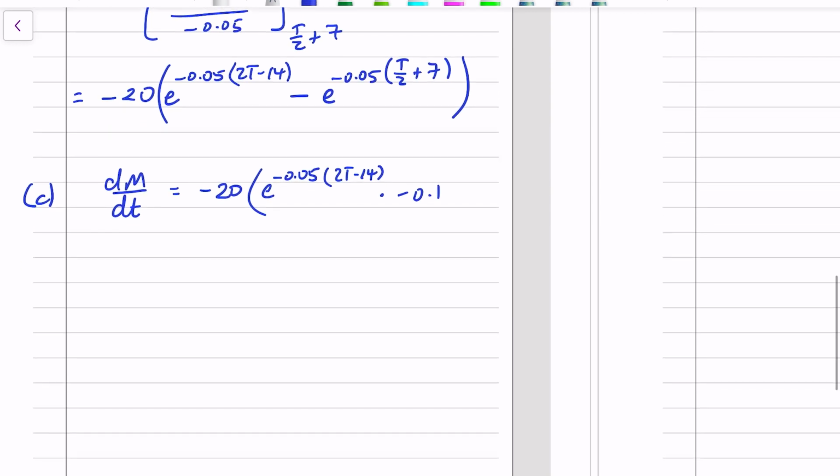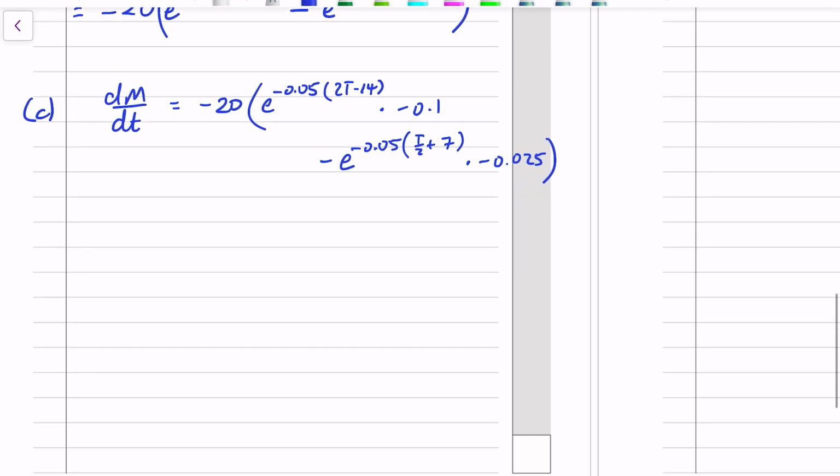And then the second term differentiates to itself as well, multiplied by the derivative of that power, which is minus 0.025. Okay, we need to make that equal to 0. We're told in the question we don't have to prove it's a maximum. To make that equal 0, the thing in the brackets must be 0.